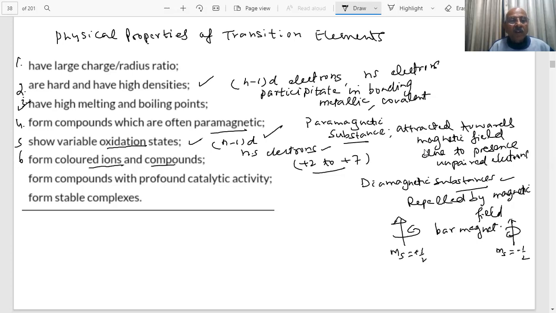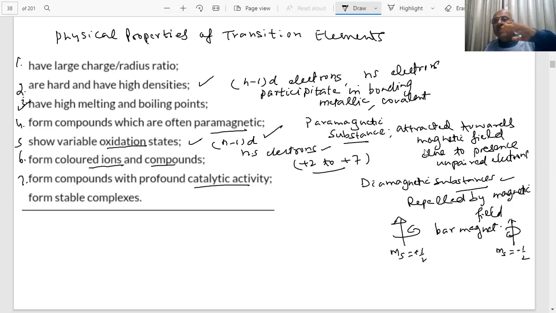So what we find, they are forming colored ions and compounds. Further, students, they form compounds with profound catalytic activity, which will be explained. They are being used as a catalyst all over. In a lot of organic reactions, transition metals are used as a catalyst. You have seen iron is used as a catalyst, molybdenum, tungsten, platinum, palladium. All these are very good catalysts.